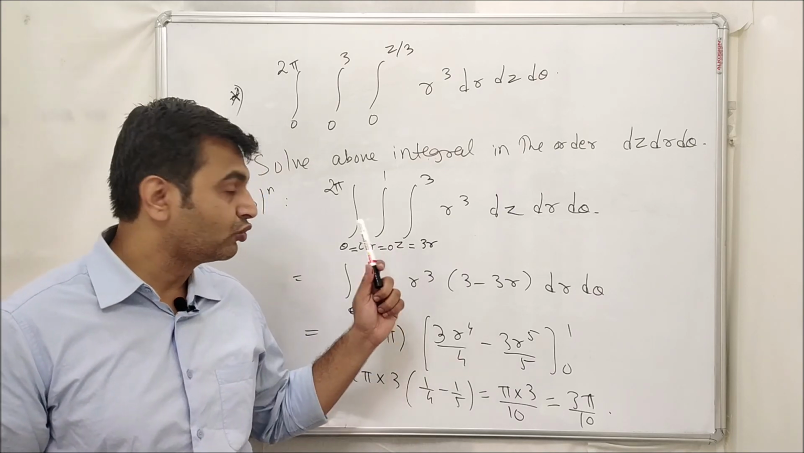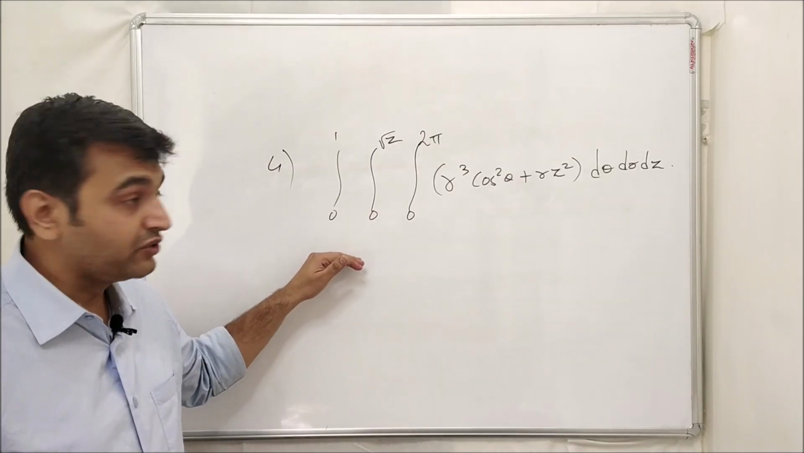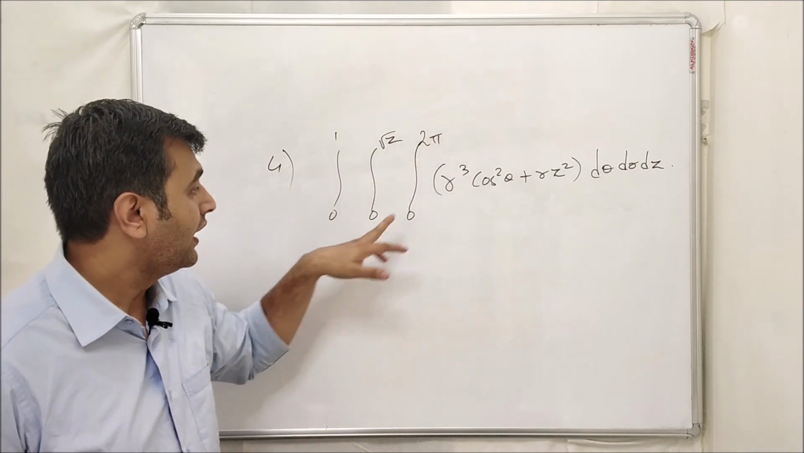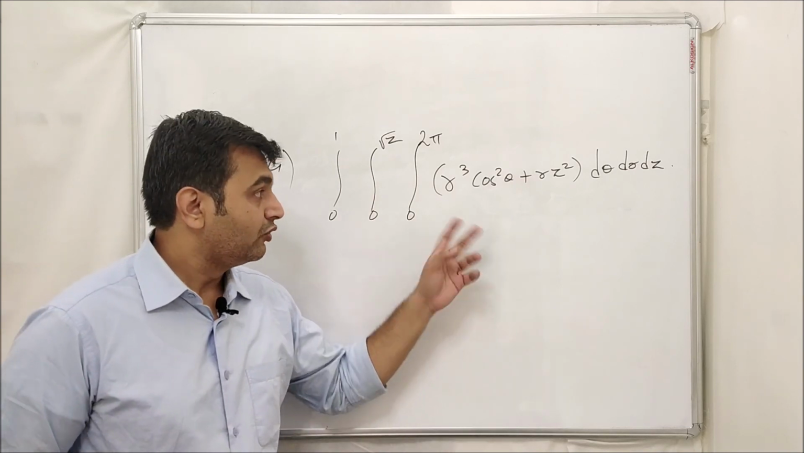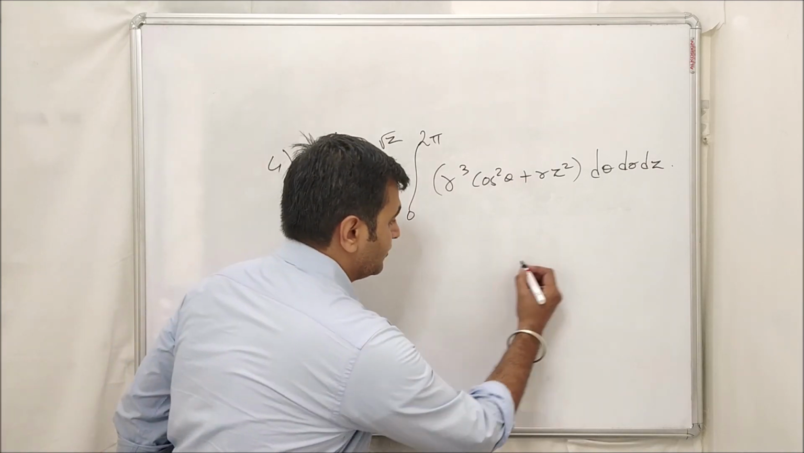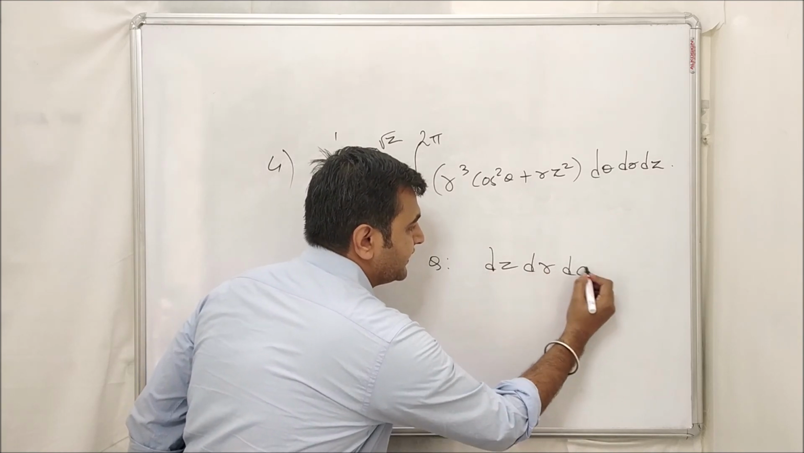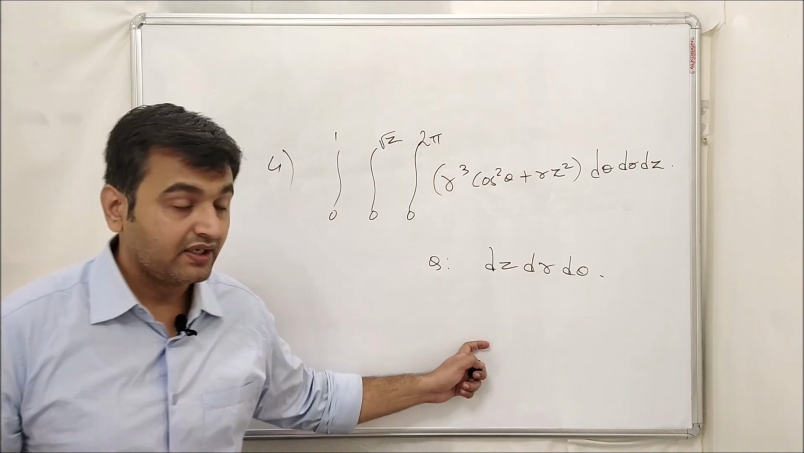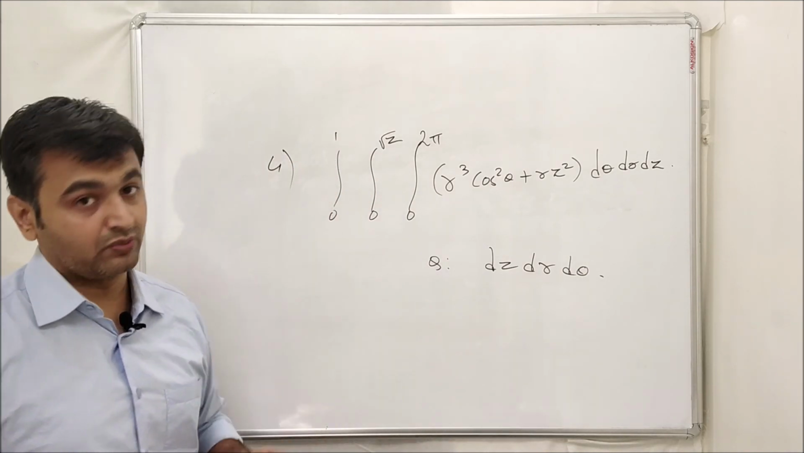Now let me give you one more homework problem and then we will stop. This is the fourth example you need to solve: d theta, dr, dz, where theta is 0 to 2 pi, r is 0 to root z, and z is 0 to 1. You need to solve this in the order dz, dr, d theta. Tell me what the limits are in this order, and the answer. So that's the fourth problem for you.